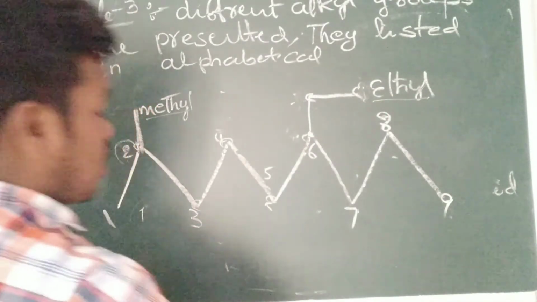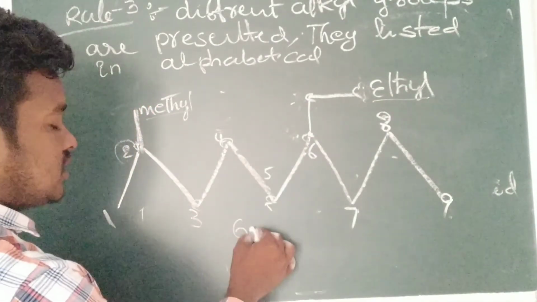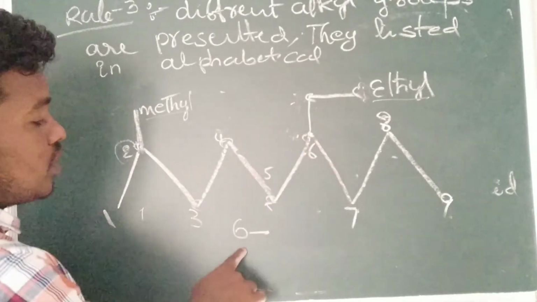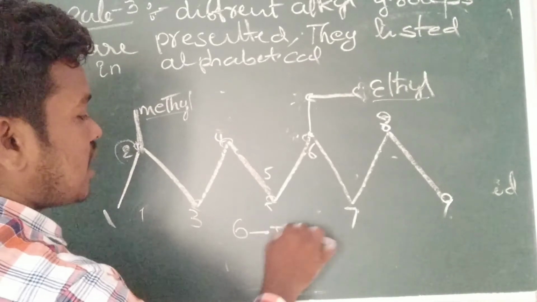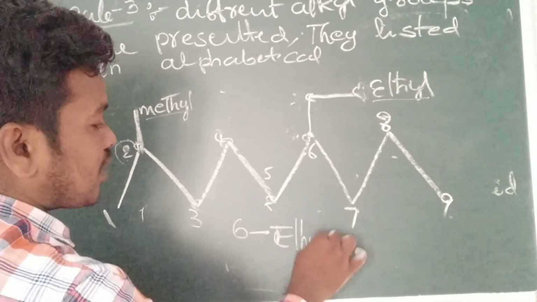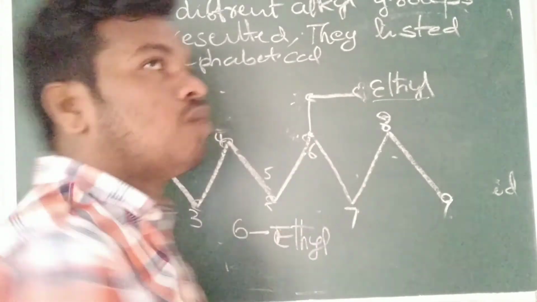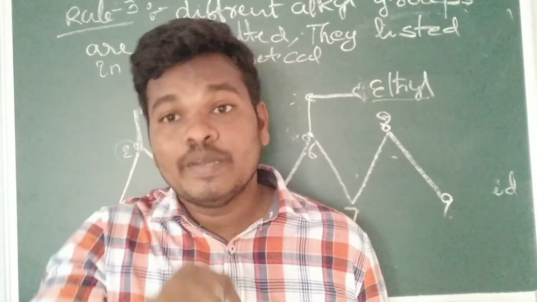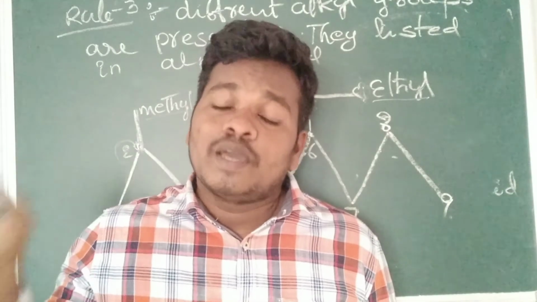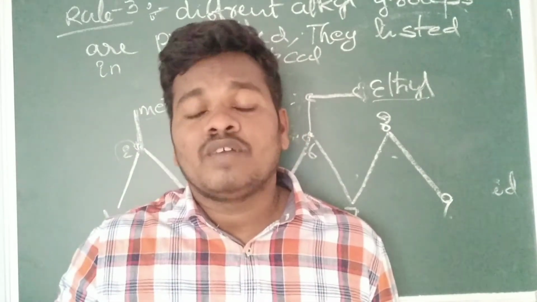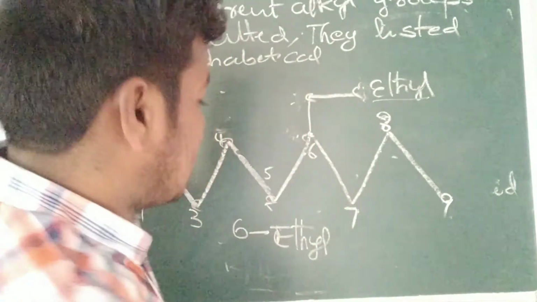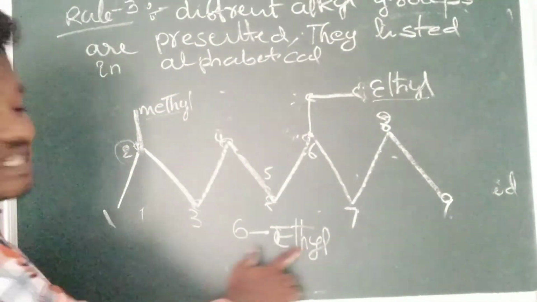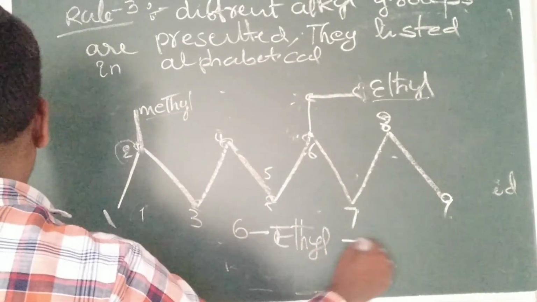So how will you give the name? Like this, we first write the locant number, hyphen, ethyl. Even though it is present on the sixth position, we have to write the ethyl first. Why? Because in alphabetical order, when compared to M, E will come first. That's why we choose ethyl. Sixth position, ethyl is present, and hyphen.